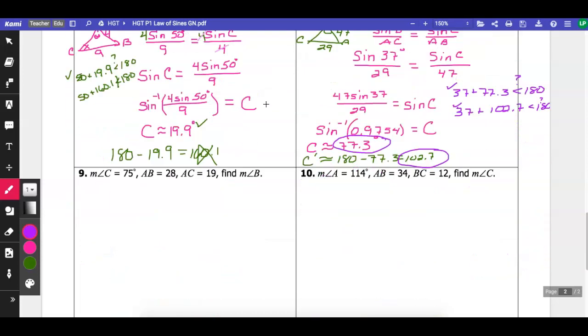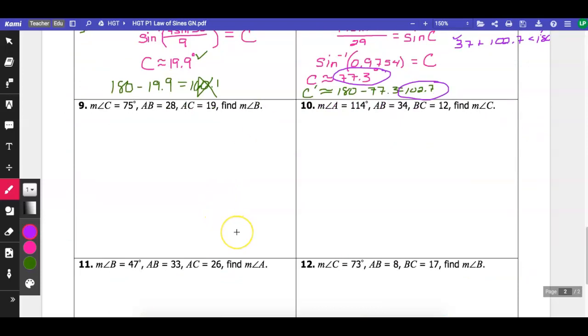Okay, let's look at one more. Let's look at question number 9. In question number 9, we are given the measure of angle C. We are given side lengths AB and AC, and we're asked to find the measure of angle B. So again, let's go ahead and sketch a quick little triangle. Label our sides. Angle C is 75 degrees, so I'll put that in there. Side AB is 28. That's the side opposite angle C. And side AC is 19. That's the side opposite angle B.